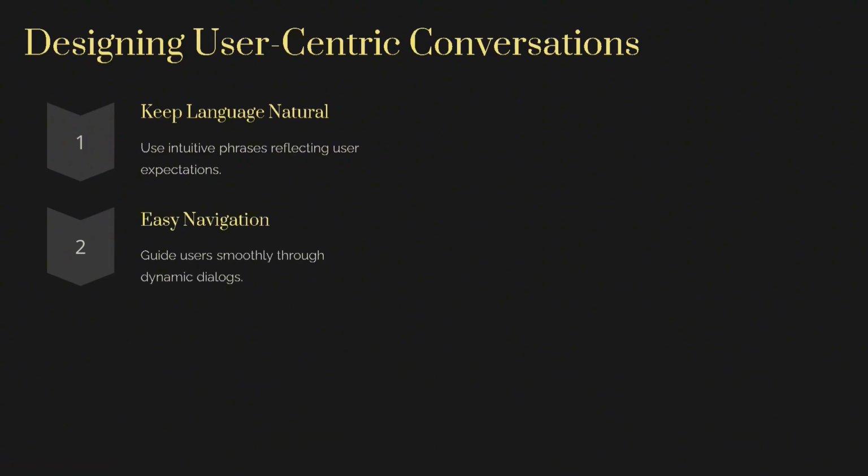Then easy navigation. So guide users smoothly through dynamic dialogues. So hello, how can I help you today is the question the bot is asking. Customer says, I want to know about a mobile. The bot's next option, again, is very basic: which phone are you looking for, iPhone, Android? So in this way, you have a very natural language.